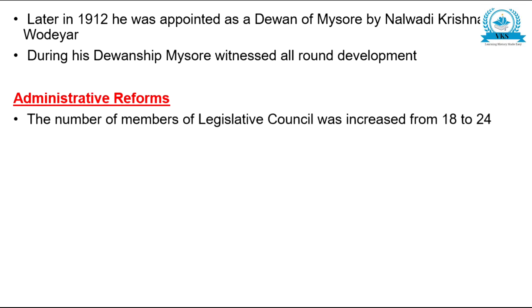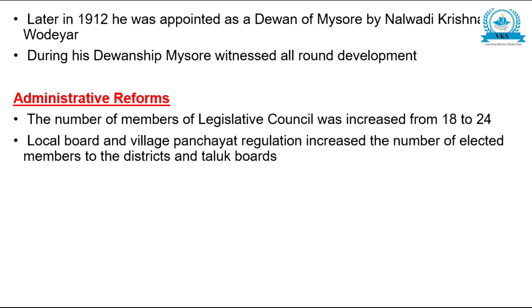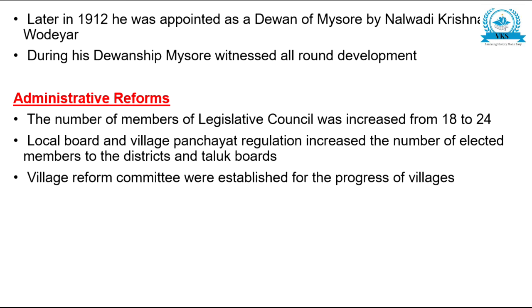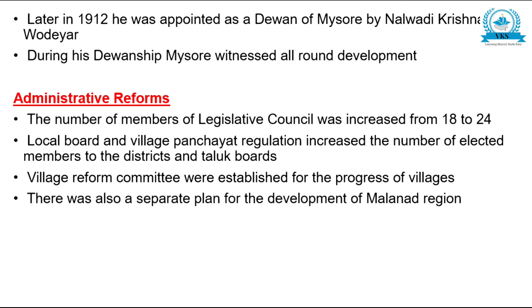Administrative reforms. The number of members of Legislative Council was increased from 18 to 24. Local board and village panchayat regulation increased the number of elected members to the districts and taluk boards. Village Reform Committees were established for the progress of villages. There was a separate plan for the development of Malnad region.